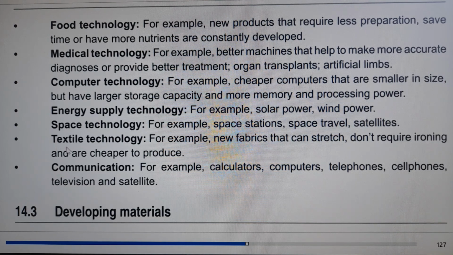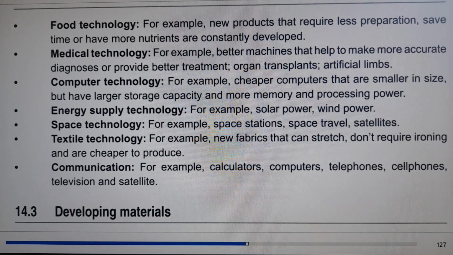And also technology has positive impact on textile technology. For example, new fabrics that can stretch, don't require ironing, and are cheaper to produce. And also technology has positive impact on communication. For example, calculators, computers, telephones, cell phones, television, and satellite. This is how we communicate these days.